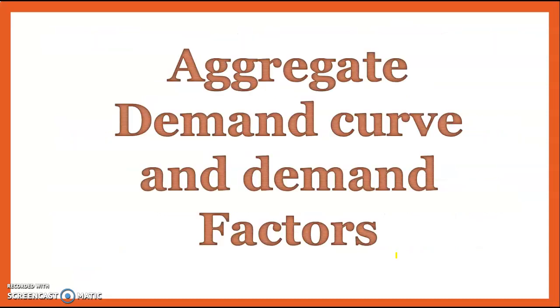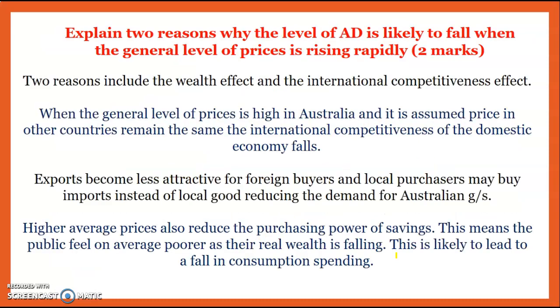So next thing is the aggregate demand curve and demand factors. First thing you need to be aware of is why the demand curve slopes downwards. So what are two reasons why the level of aggregate demand falls when prices increase? So this is talking about the slope. Two reasons are the wealth effect and the international competitiveness effect.